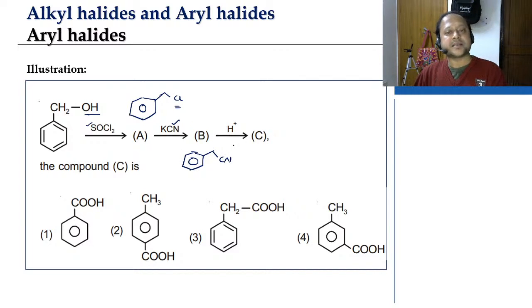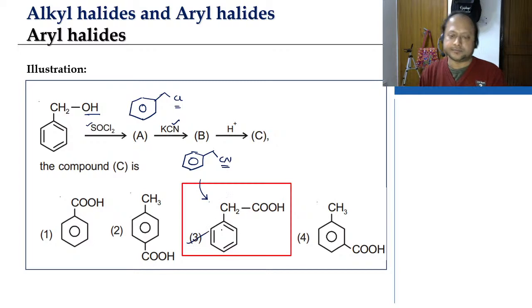Now when you hydrolyze this, we already discussed that in the previous question, you should have this as the carboxylic acid group, right? So that means your C will be the third option, right? So this should be the answer. Here it is. You get this as the final answer. Let's see now.